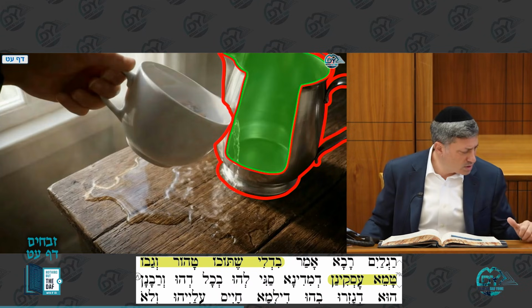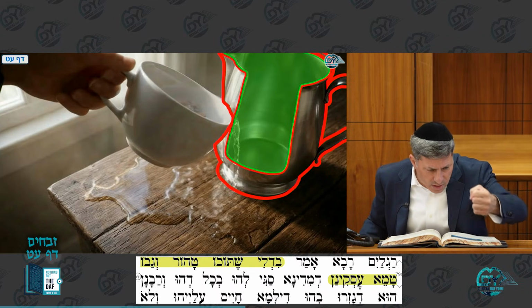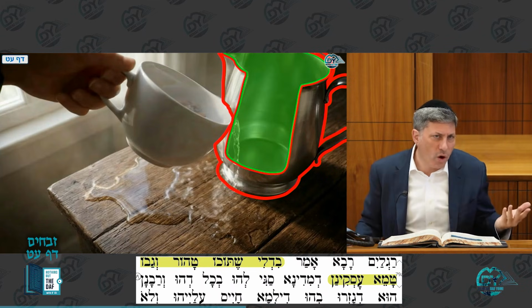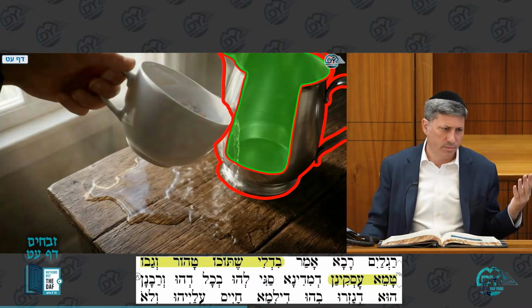What do you do in such a situation? You dunk the kli in the mikveh, just the outside. You don't have to put any water in the inside. Why? Because only the outside is tamei. You need to get the entire exterior of the kli into the mikveh without getting water inside the kli. Why? You have something super important inside the kli. It's called paraduma water. You don't want to mix the paraduma water with nasty mikveh water. It's going to ruin the thing.